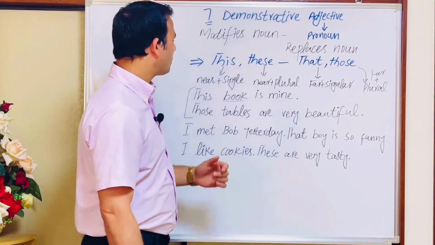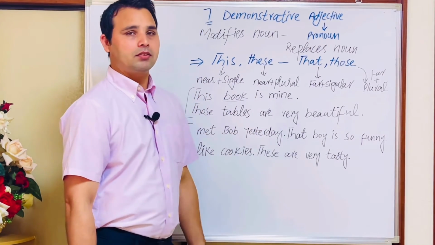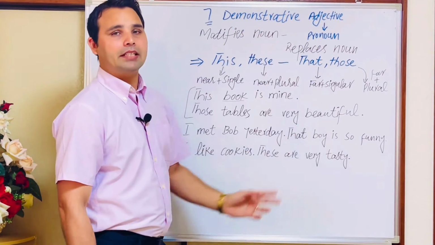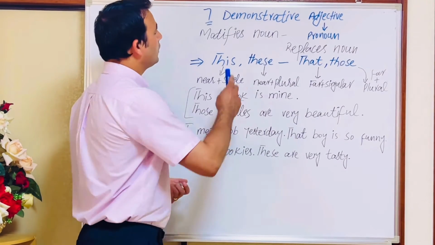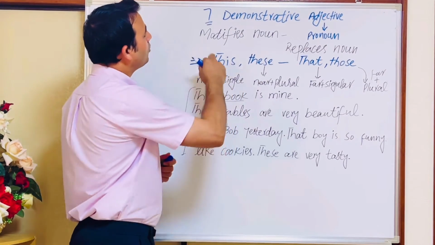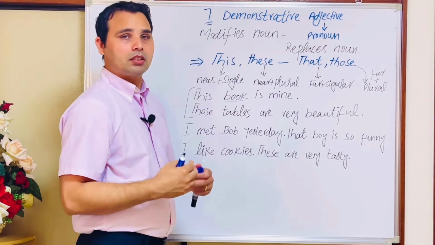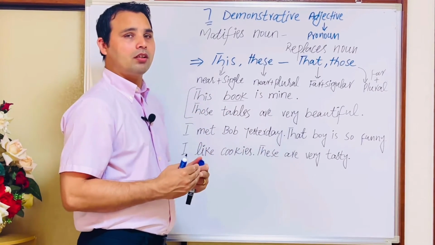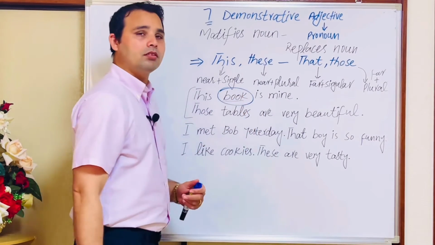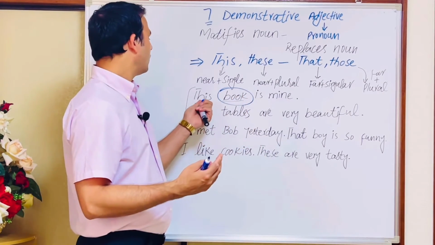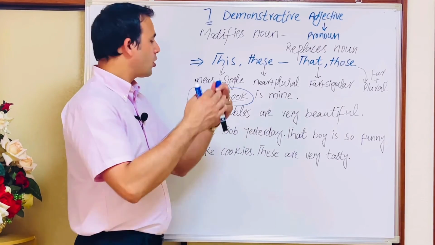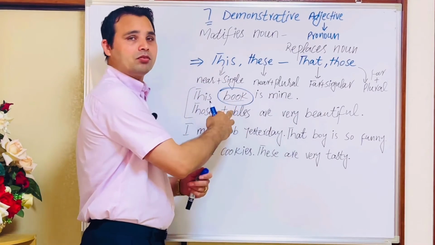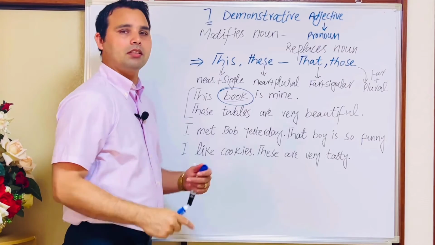So let's see the example here. This book is mine. This example is based on a demonstrative adjective. You know why? Because we said a demonstrative adjective modifies the noun, means they always come before a noun. So book is a noun. If you're going to use this before a noun, it means we are going to modify a noun. So it will be called a demonstrative adjective.